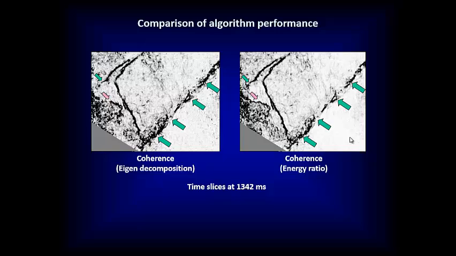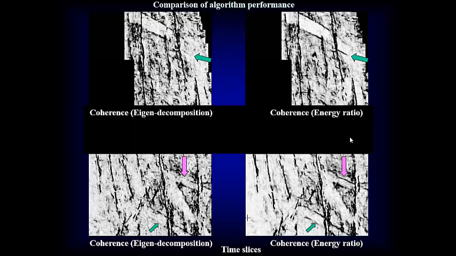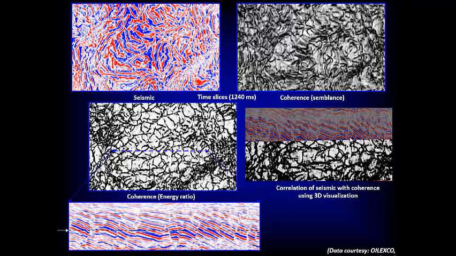Here's another example where you have coherence eigen decomposition on the left and the energy ratio to the right, and notice wherever the arrows are, they indicate a better performance: crisp, better, focused definition in the energy ratio algorithm. And here is yet another example, where on the top we have one, and there's another one below. These are time slices that we are looking at, but the energy ratio coherence algorithm performs much better than even eigenstructure.